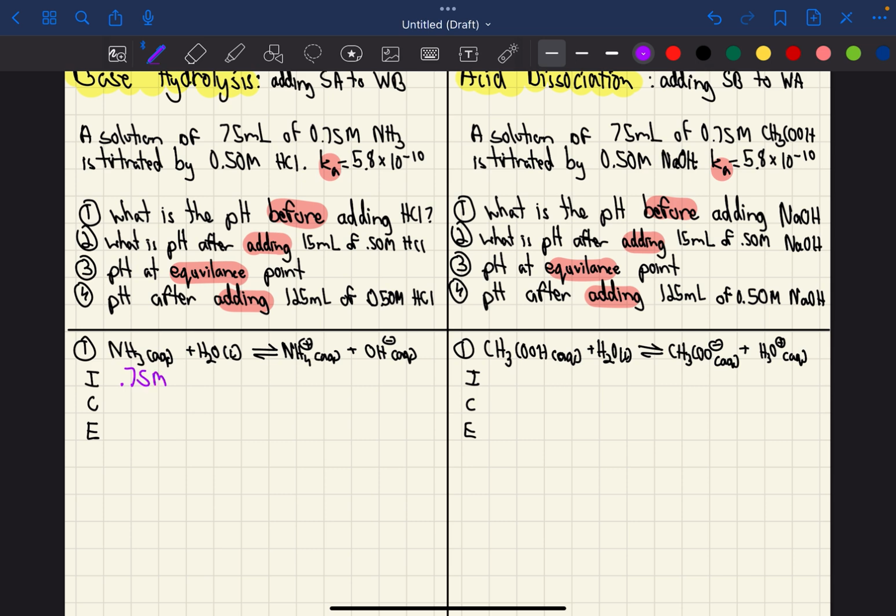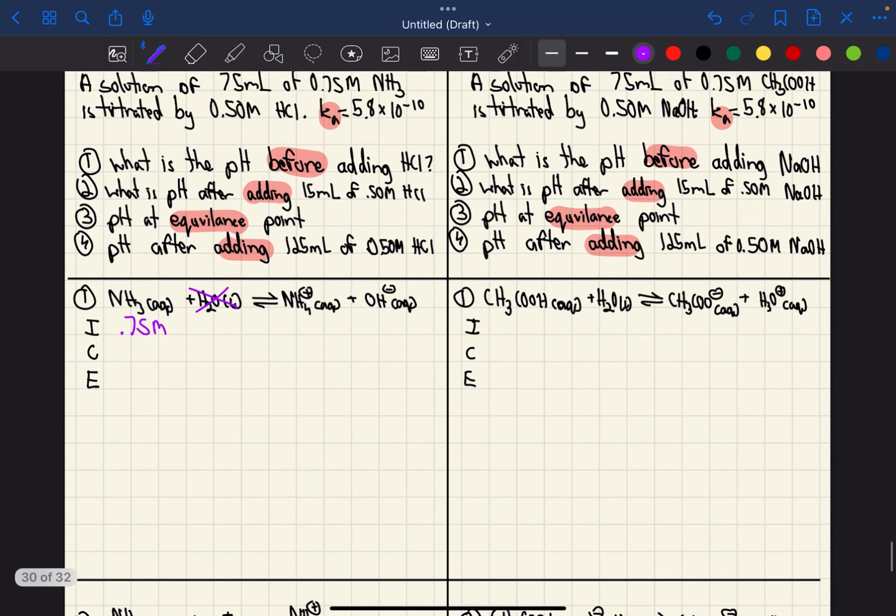Do we care about water in this case? No, because it's a liquid. So you can literally just cross out water. The only reason I put the water is to show you what's happening. So put the water down in the reaction, but cross it out because you know it doesn't influence your equilibrium constant K, right? And you'll see that later on, okay?